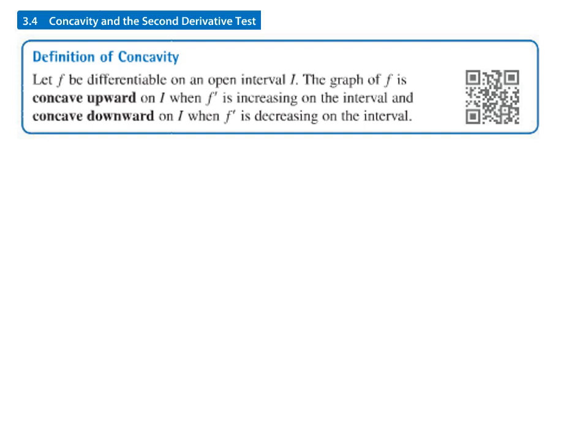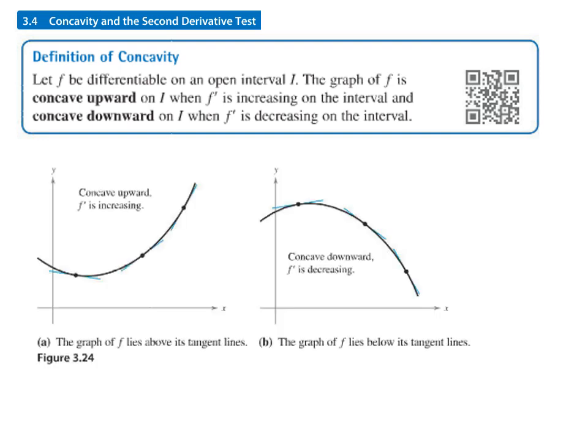Concavity and the second derivative test. Well, definition of concavity. Let f be differentiable on an open interval I. The graph of f is concave upward on I, the interval, when f prime is increasing on the interval, and concave downward on I when f prime is decreasing on the interval.